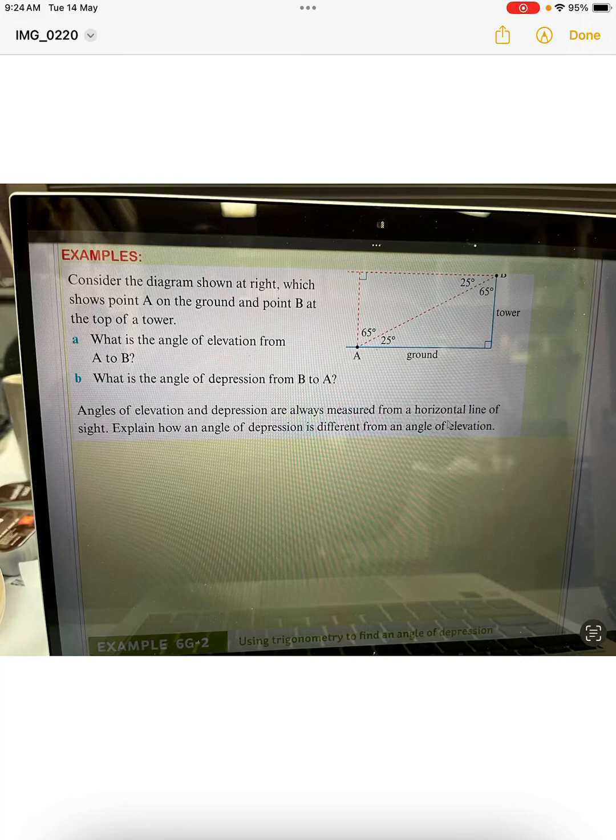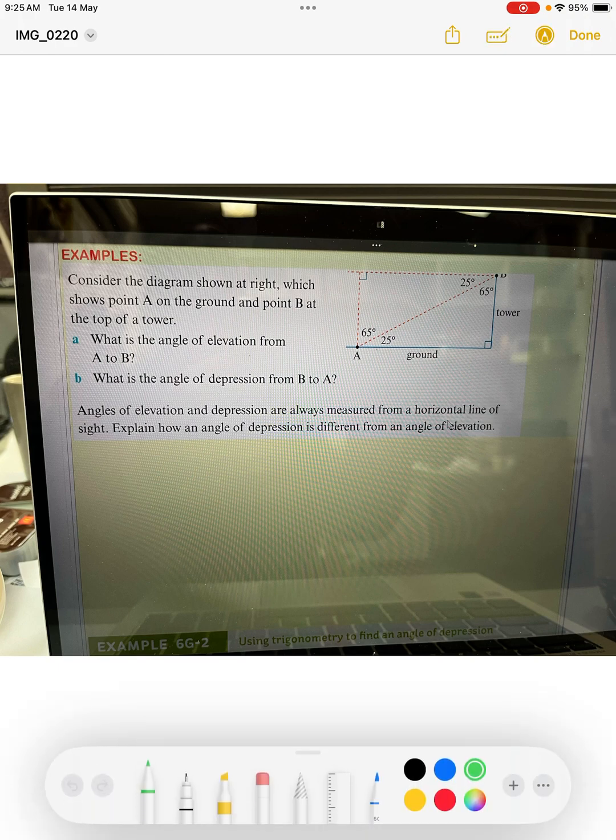Well, thank you for joining me on this question. It says to consider the diagram shown at right, which shows point A on the ground and point B at the top of the tower. It says, what is the angle of elevation from A to B?